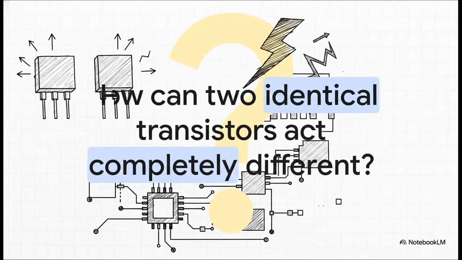So let's kick things off with a question that sounds super simple on the surface, but is really a massive mystery at the heart of modern chip design. How is it that on a chip with billions of transistors, you can have two that look completely identical but act totally different? Like, what is going on there?